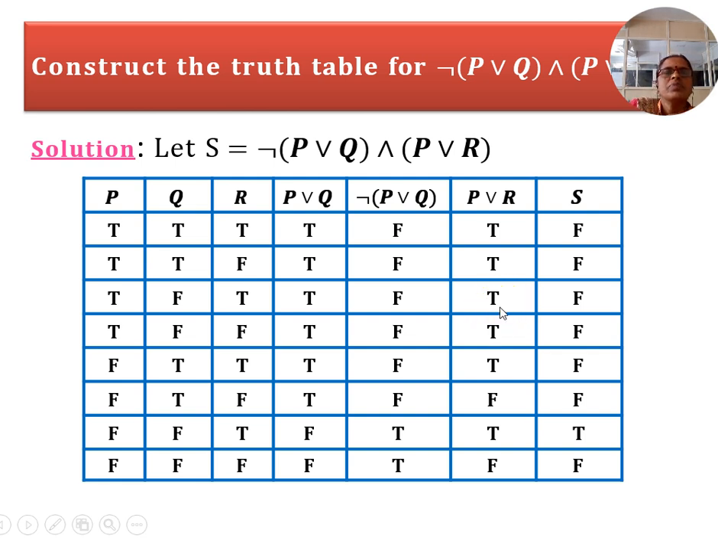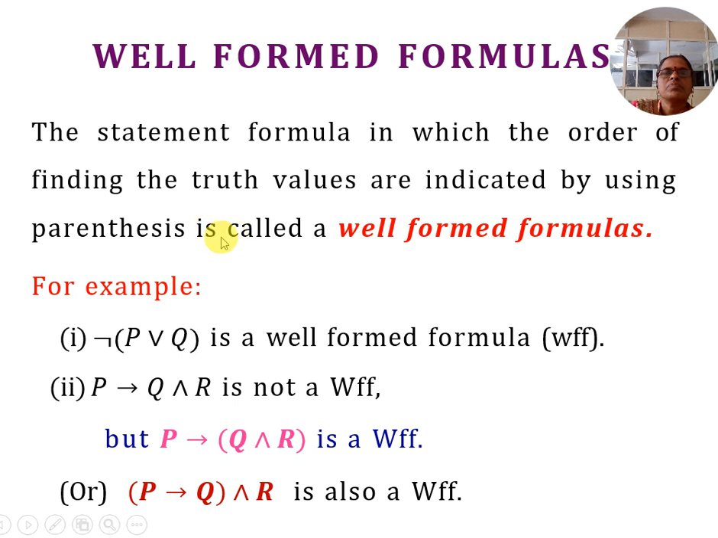So another example, P ∧ Q, negation of P ∧ Q, and P ∧ R. In a similar way, we can construct the truth table.